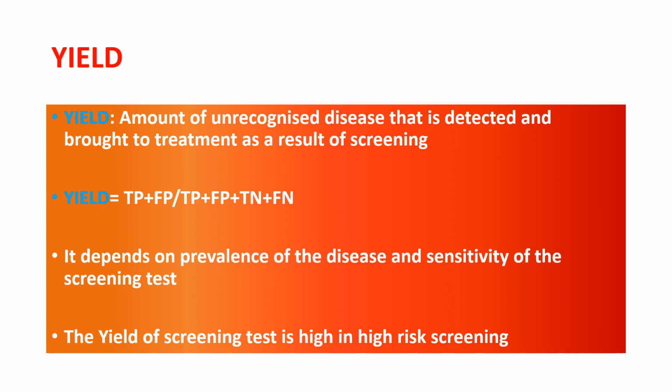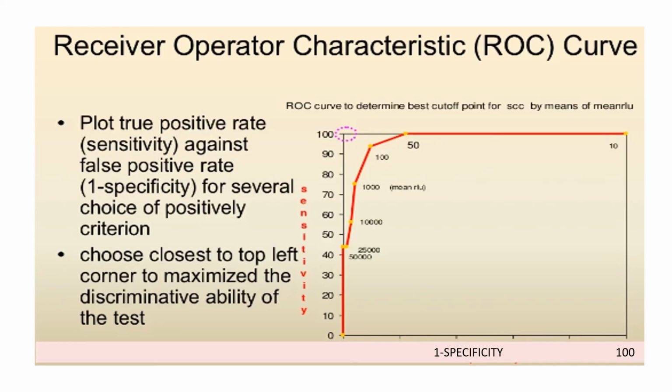So yield is true positive plus false positive divided by true positive, false positive, true negative and false negative. It depends on the prevalence of the disease and the sensitivity of the screening test. The yield of a screening test is high in screening.